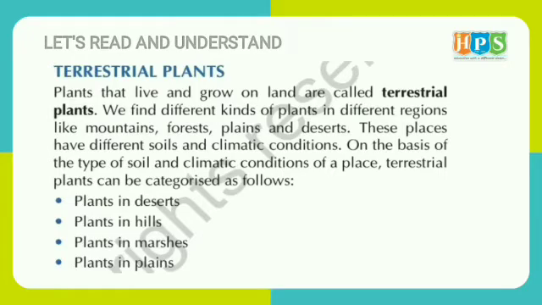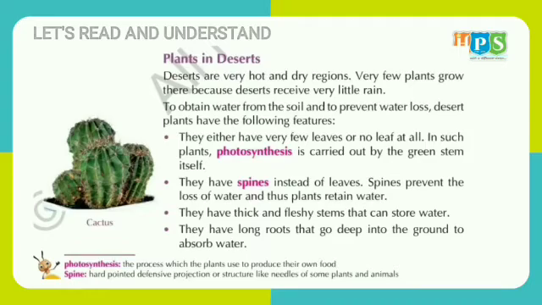So what are terrestrial plants? The plants that grow on land. For example, they can grow on mountains, in forests, in plains and in deserts also. But they have different soil to grow in or different climatic conditions. So there are 4 kinds of terrestrial plants. Now we are going to read about them. First we will read about plants in deserts.